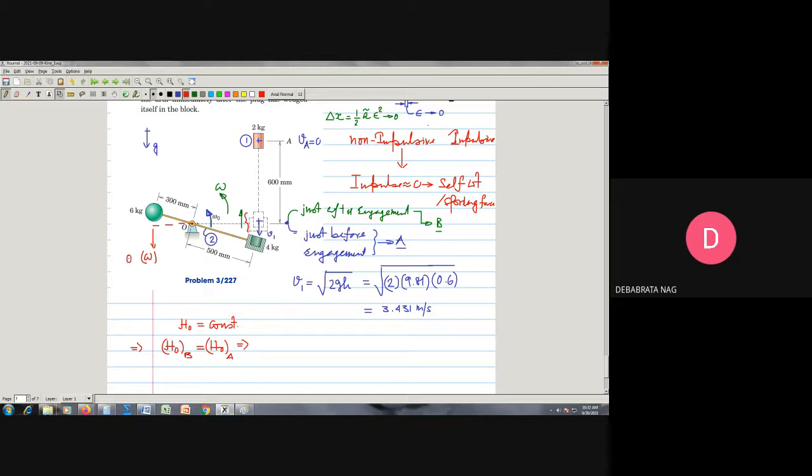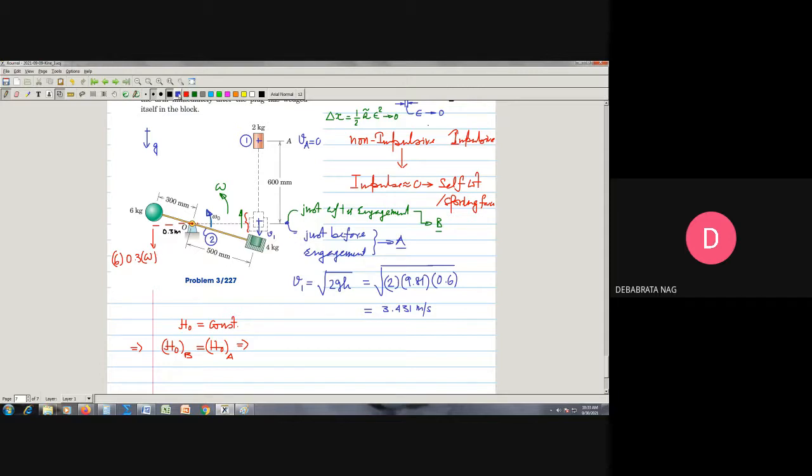So that is going to be my angular momentum, the velocity. That multiplied by this mass will give me the linear momentum. So when you are taking the angular momentum, it means that you are going to take the moment, and the moment arm here is again 0.3 meter. Therefore the angular momentum here is going to be 6 into 0.3 square into omega, correct?